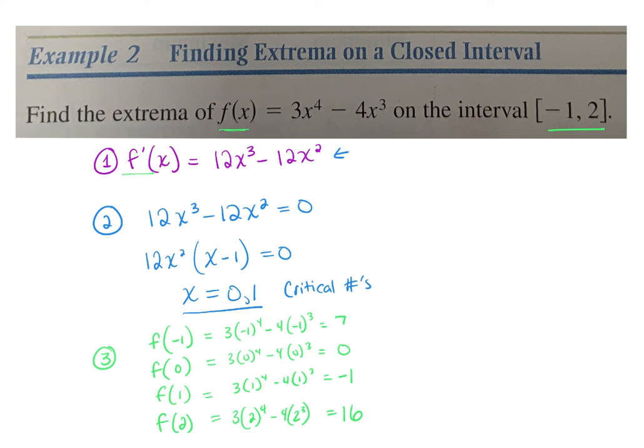Clearly, I have a max and a min, right? So where does my minimum occur? Where's my maximum? So my minimum occurs at x equals 1. My maximum occurs at x equals 2. Okay? Does that make sense? Those are my min and max.